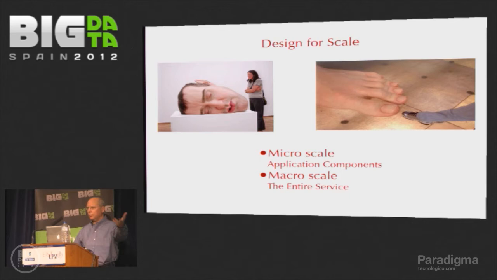So when we talk about micro scale, we're really talking about scale within those components. How does our processing of the data scale within that component? How does HBase scale? How does the web application platform itself scale, and so forth? Macro scale is how that entire service scales to capacity. How do we take that entire service and move it from 1,000 remote servers to 10,000 remote servers, and now to many, many tens of thousands of remote servers? They're different, at least in the way that we approach the problem.